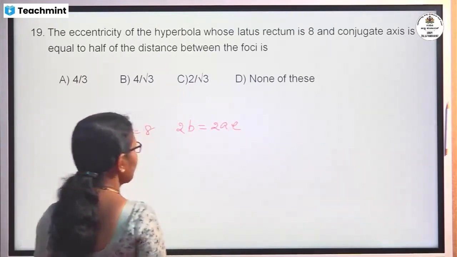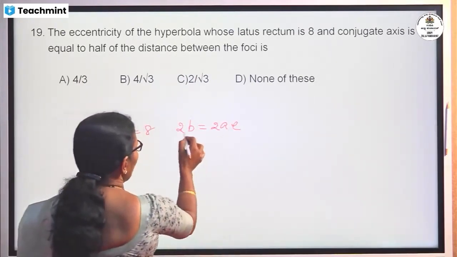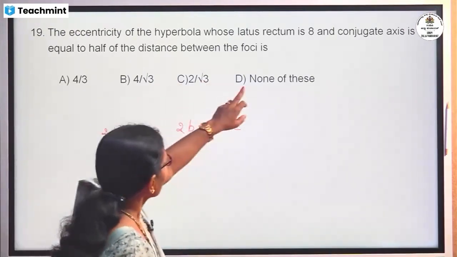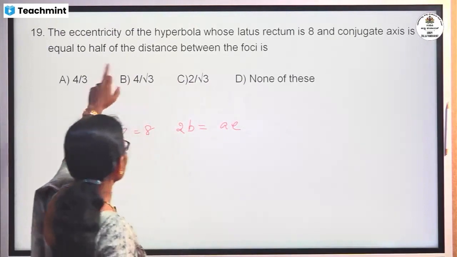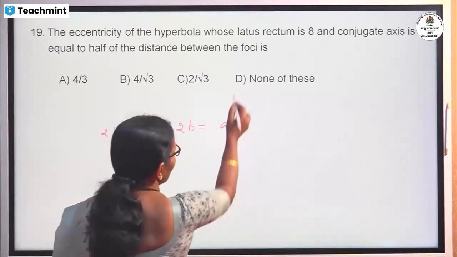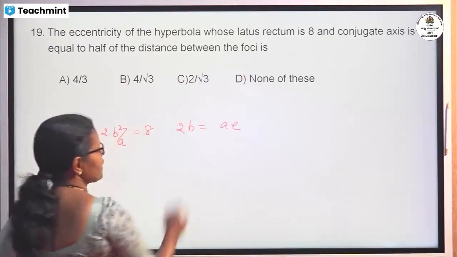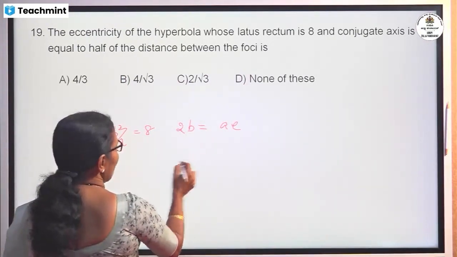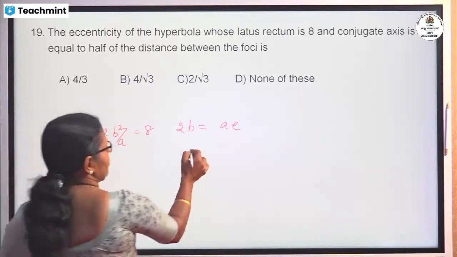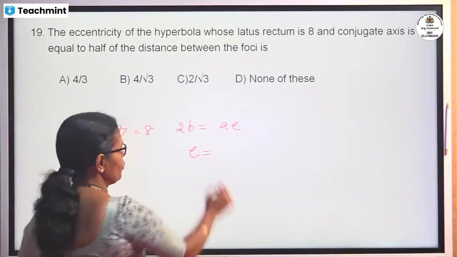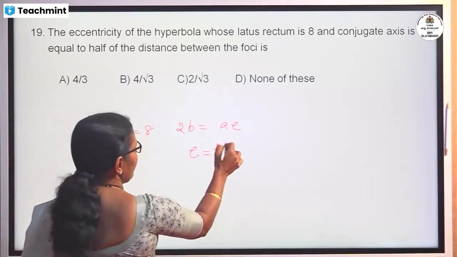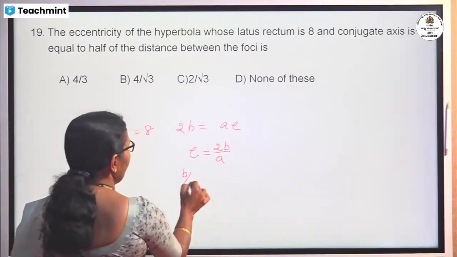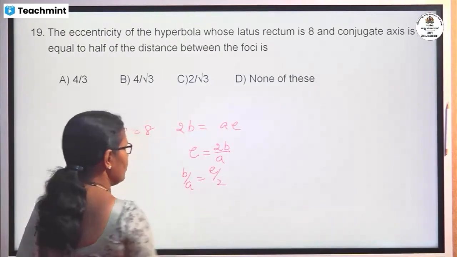Distance between the foci, that is 2ae. Now 2b is equal to half of the distance between the foci, means ae. Then what's the value of e? 2b by a is equal to e, then b by a is equal to e by 2.